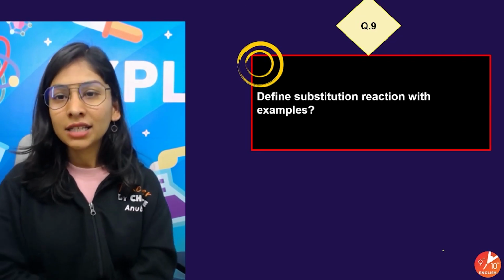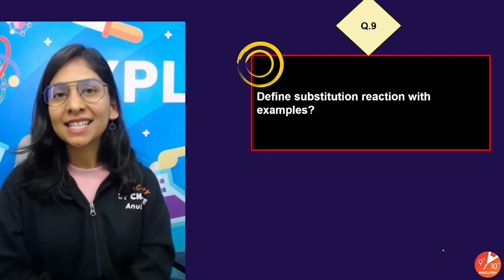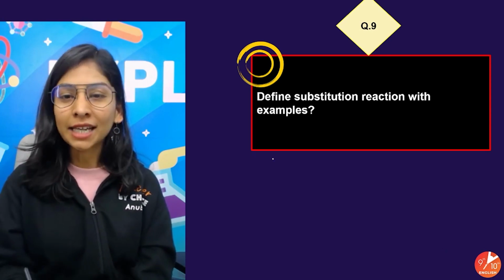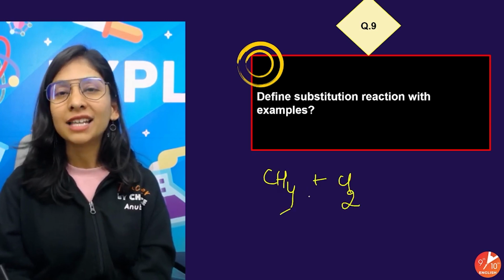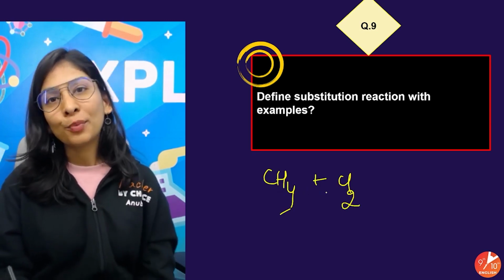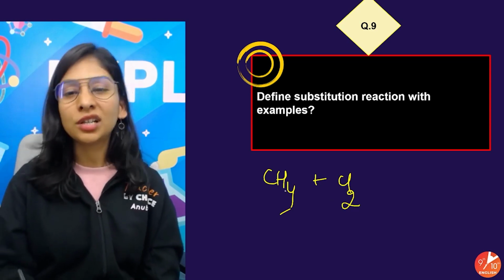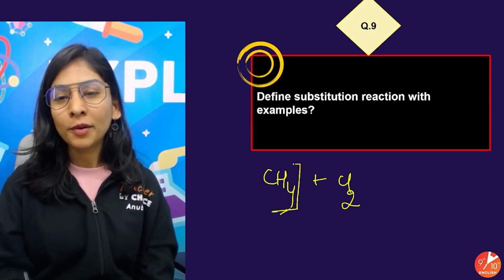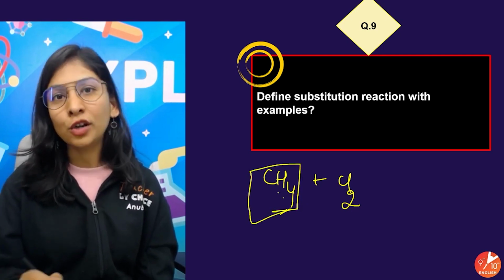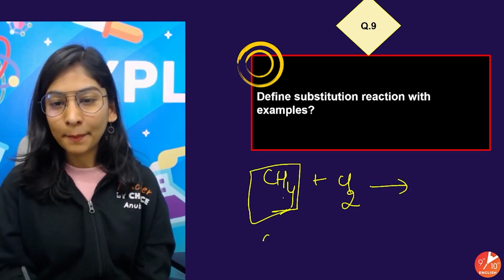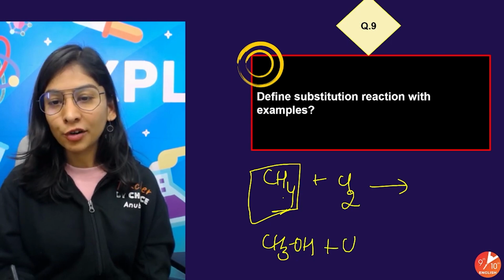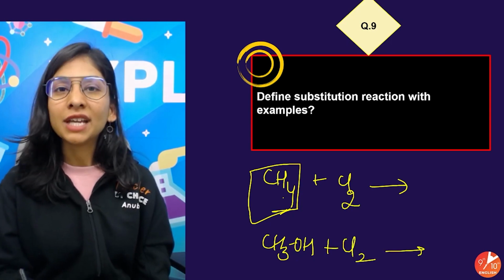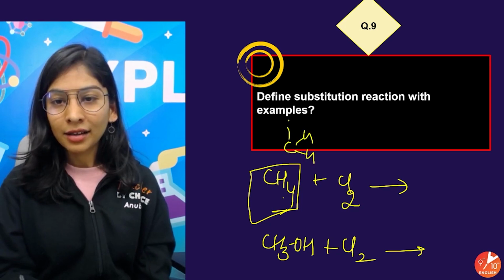Question number 9. Define substitution reaction with example. Something we already did in the last question. What is a substitution reaction? It is a reaction in which an atom or group of atoms can replace, can substitute an atom or group of atoms from your reactant. And that could be your functional group. Let me just help you with 2 examples. This time I have taken CH3OH, my methanol. Alcohol is the functional group. And in the previous example, I took my methane. So this is my methane.